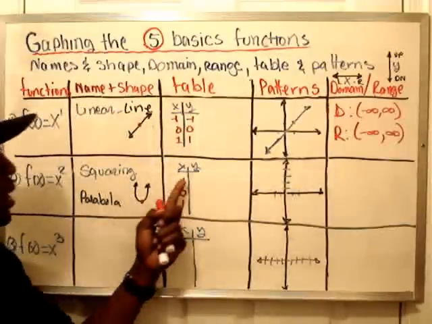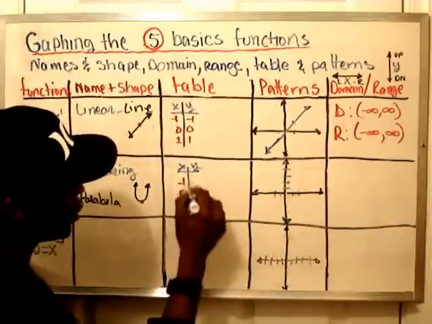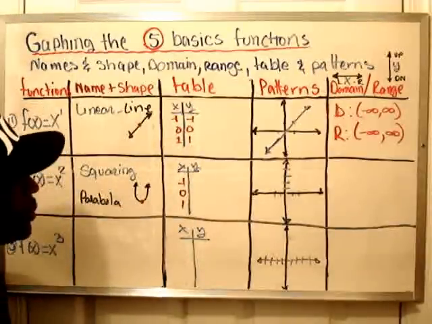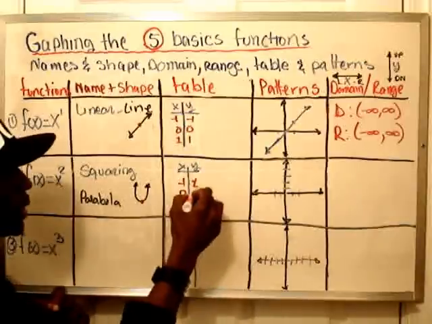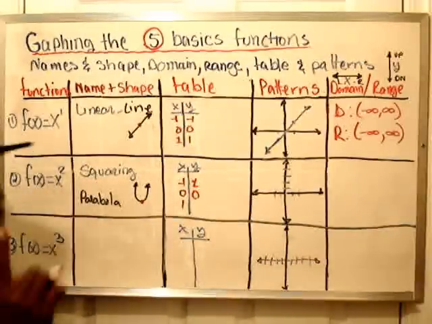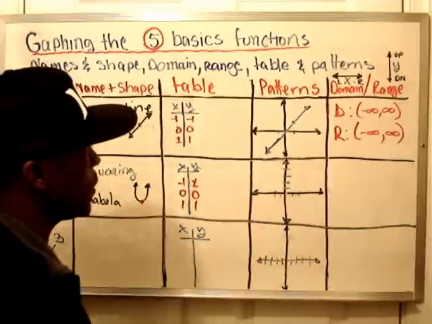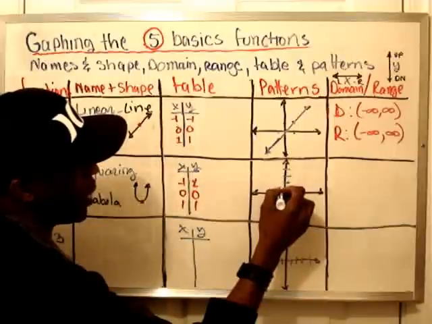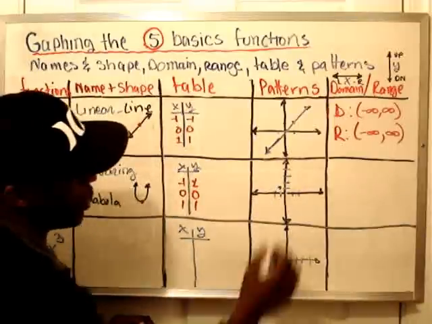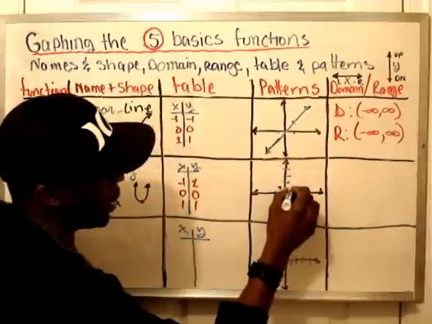When we put -1 in, when we square it, it's going to give us 1. So we'll have 1 for y. When we put in 0, we'll get 0. When we put in 1, we'll get 1. To graph this, at -1 it will be 1, 0 will be 0, and 1 will be 1.